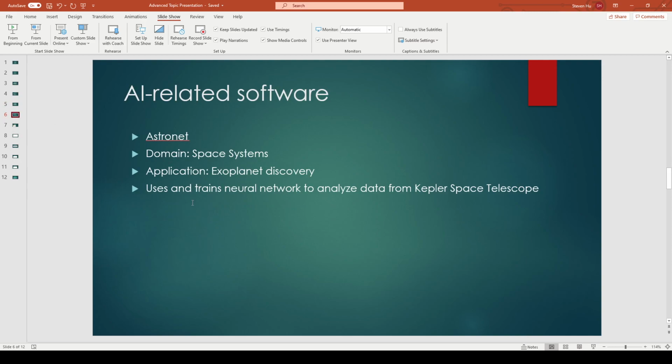So how Astronet works is it takes data from the Kepler Space Telescope and uses it to train a neural network to identify potential candidates for exoplanets. I got all the code from their GitHub, which is publicly available. They made it open source for anyone to see.